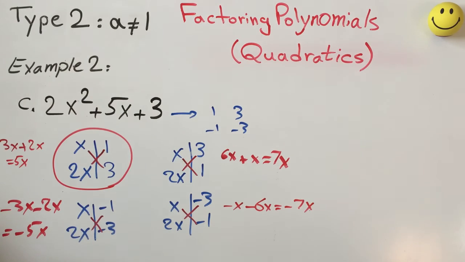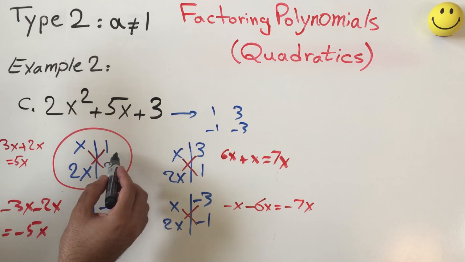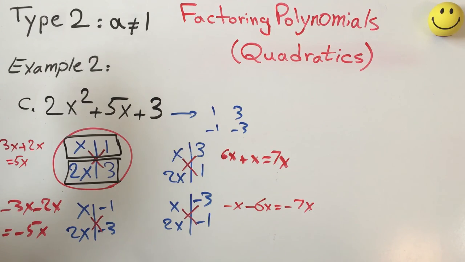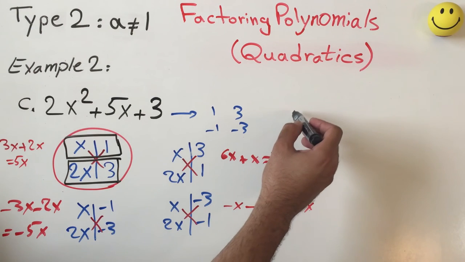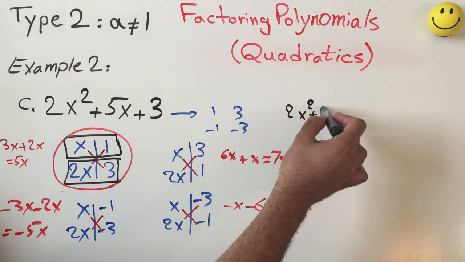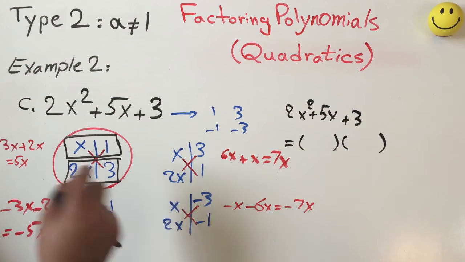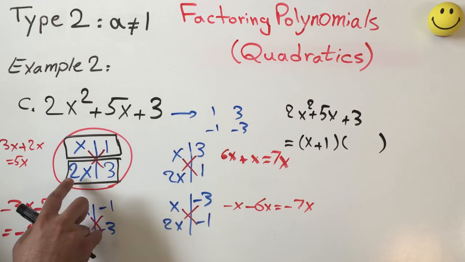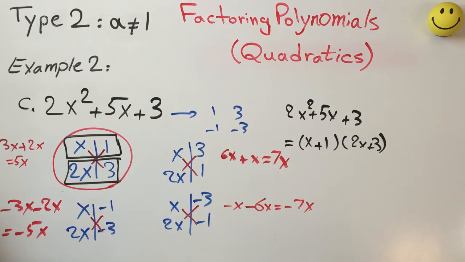Now what would be my factored form? You have to choose the factors horizontally, like this. These are going to be your factors. So the question, which I'm going to write here, 2x squared plus 5x plus 3, is going to be these two factors. x, this is positive 1, so I'm going to write x plus 1. 2x, this is positive 3, so I'm going to write 2x plus 3. And as you see, I've got the same answer.